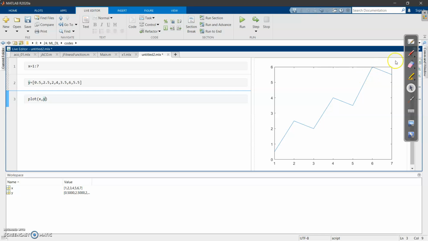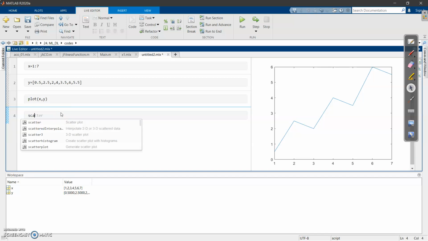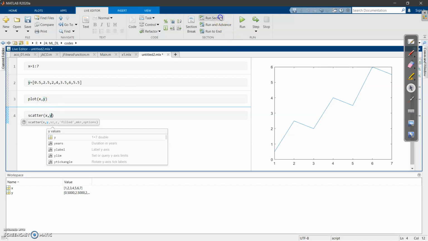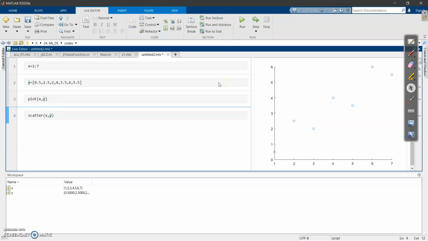Rather, we want to find a line that represents the trend. So what is the trend? We can create a scatter plot, scatter x comma y. So these are 6 different points. From the curve, we can get an idea that the line should be somewhere in the middle, which actually shows the trend of the data. Okay, so let's try to do it.